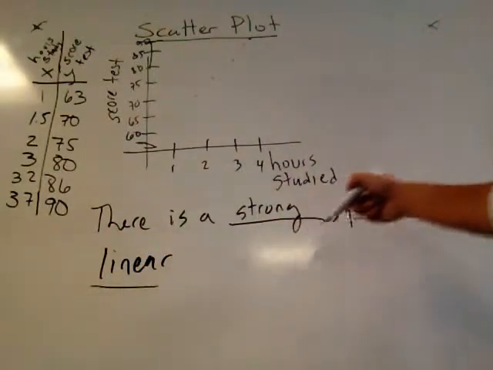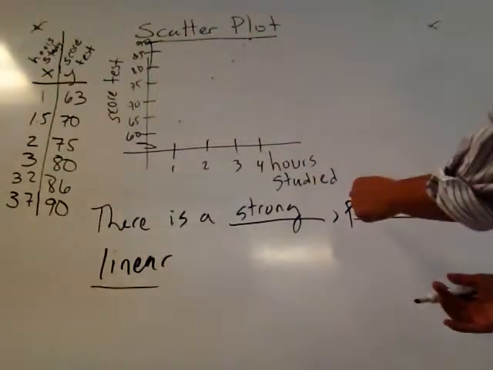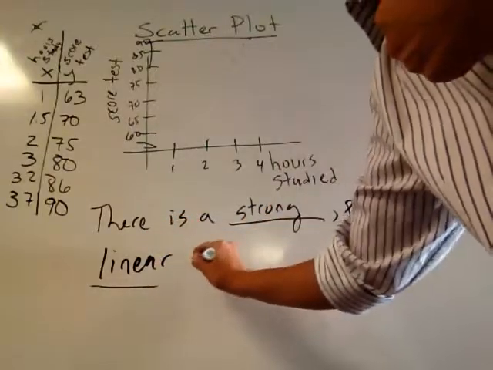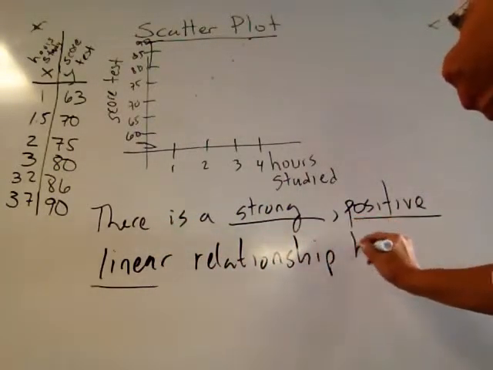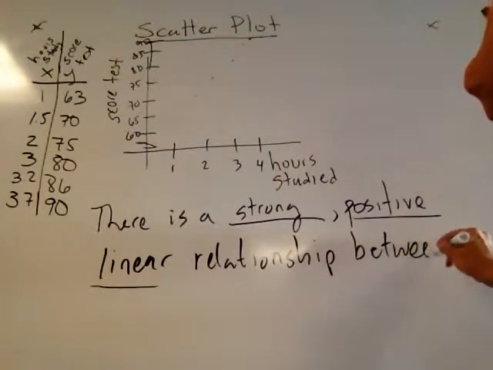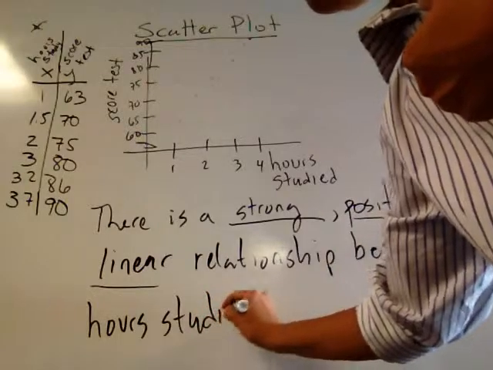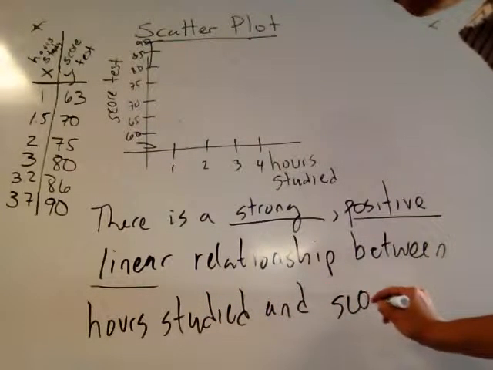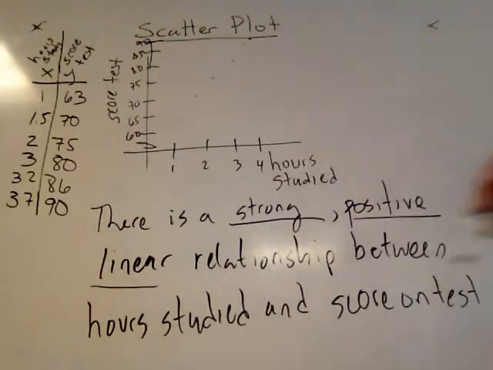So there is a strong positive linear. There's a strong positive linear what? Relationship between these two variables. So linear relationship between hours studied and score on test, or test scores. And that's how you describe a scatter plot.